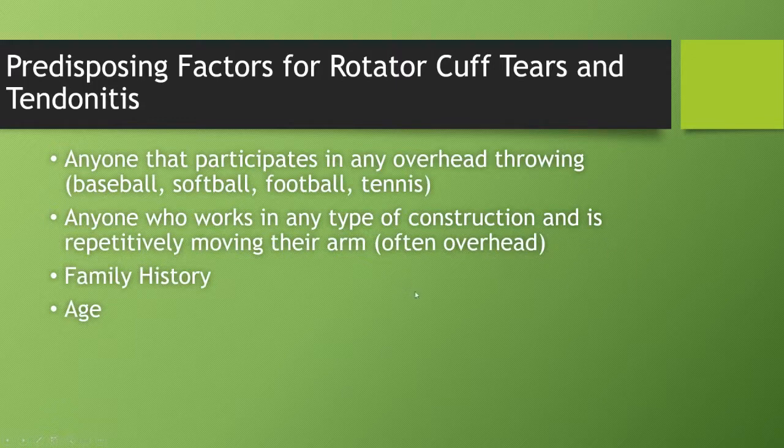Predisposing factors for rotator cuff tears and tendonitis: anyone that participates in any overhead throwing, such as baseball, softball, football, or tennis; anyone who works in any type of construction and is repetitively moving their arm in an overhead motion. Any past family history and age can be a factor.